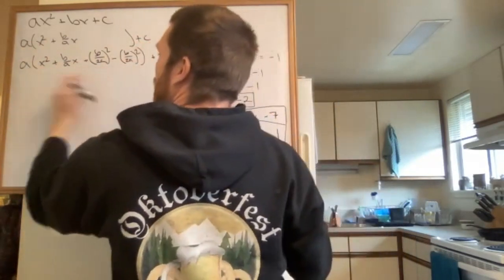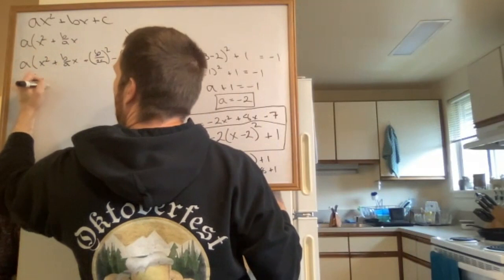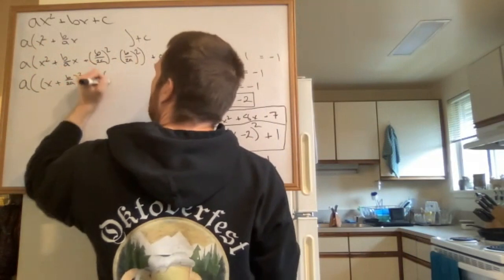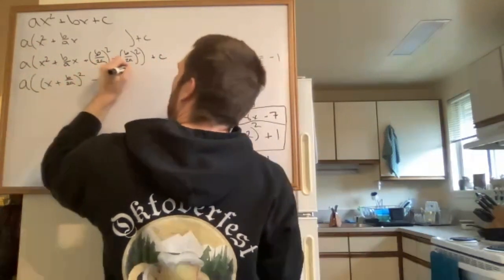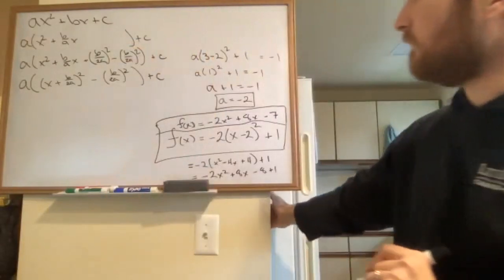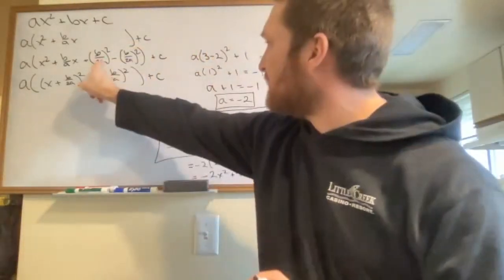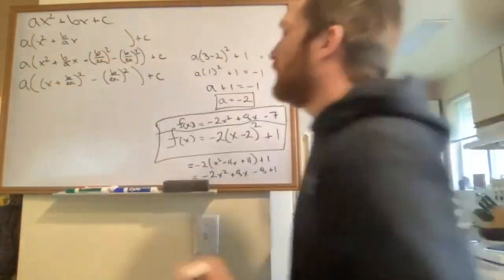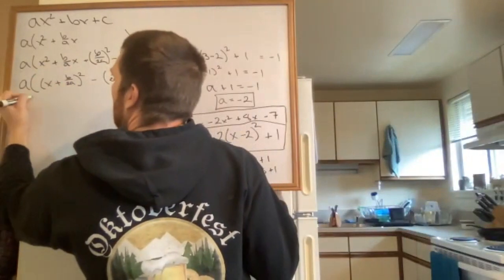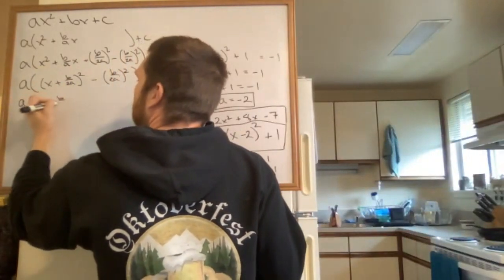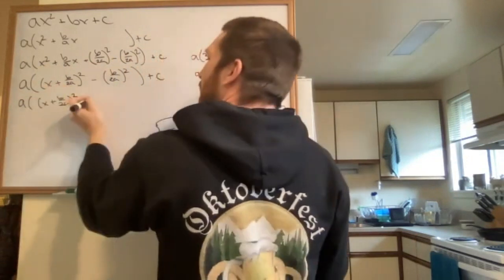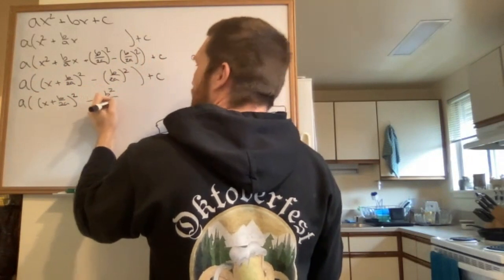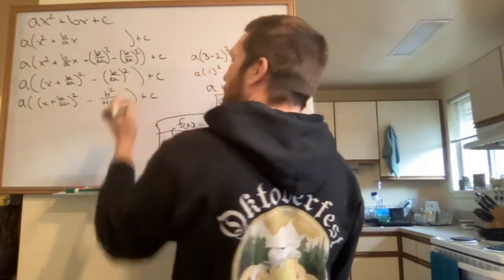That is a perfect square, which comes out like this: x plus b over 2a, quantity squared, minus b over 2a squared, all plus c. Yeah, I buy that, right? That's the perfect square right there. That's it written like that. That works, okay? Why don't I go ahead and square this bad boy out. That's b squared over 4a squared plus c.